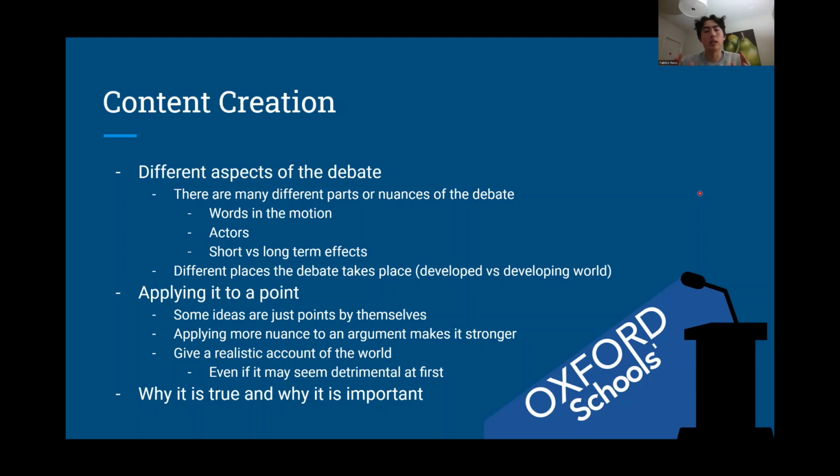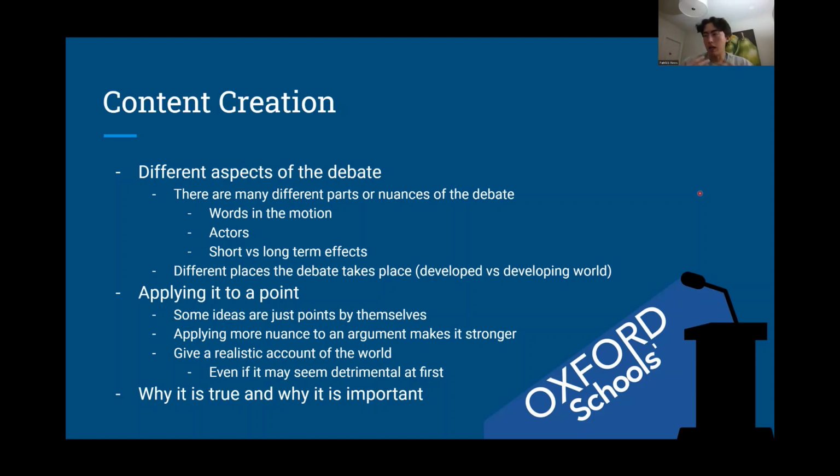Another way of thinking is thinking about actors, that is, who is involved in this motion. It could be the average consumer, maybe an employee, maybe a big corporation, maybe the government, maybe other governments. Here we're trying to think about who actually is involved in this debate. And another way is to think of short versus long-term effects. Try thinking about if this motion were to play out for a long time, what do we think is going to happen eventually?